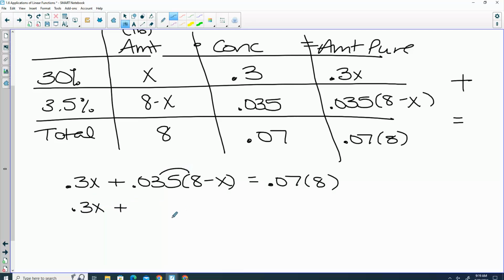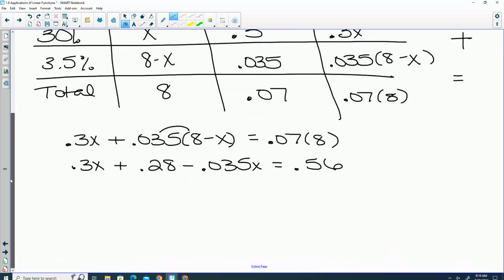All right, 0.035 times 8 is 0.28. 0.07 times 8 is 0.56. 0.3 minus 0.035 is 0.265X. Subtract over my 0.28.